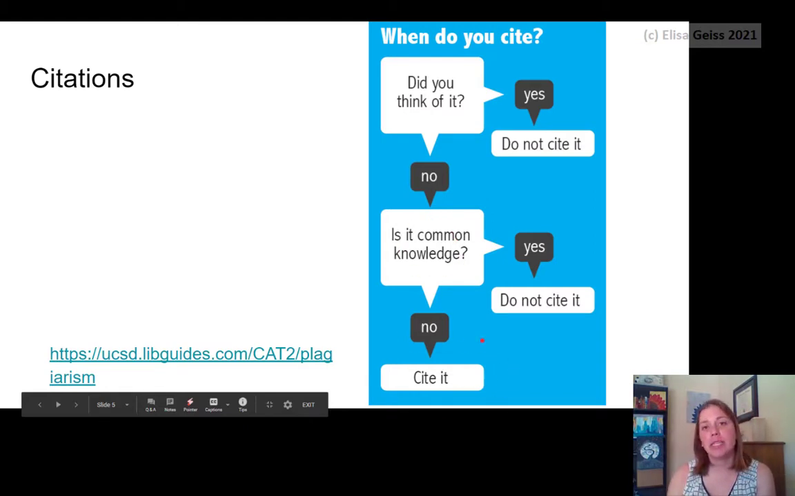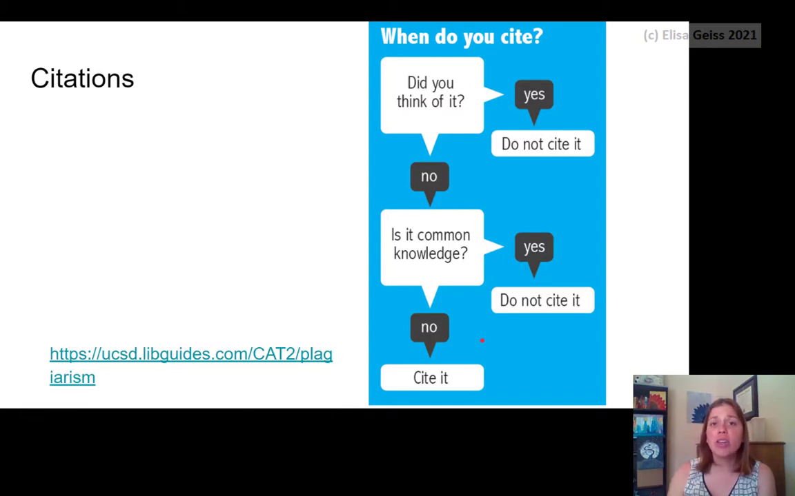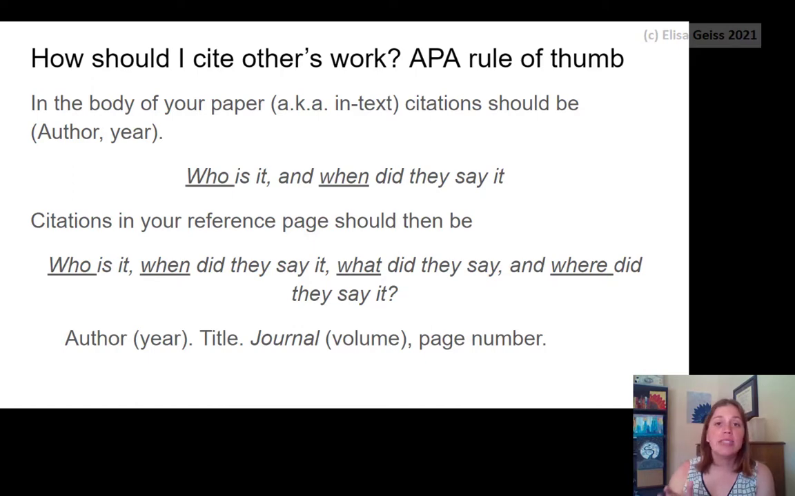So where did I get that information from? All you have to do is tell me, where did you get it from? How do you do that? Well, we have these rules of thumb, and in APA, if we think about the who, what, where, when, why, the two things that APA cares the most about are who it is and when they said it. So if the article that I'm referencing is from Smith and they wrote that article in 2000, then in the body of my paper, right after the statement that I am using to summarize Smith's statement, I would put in Smith 2000.